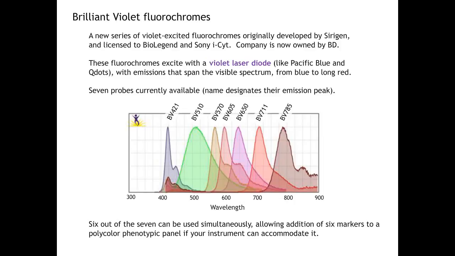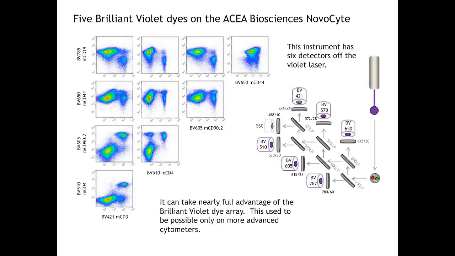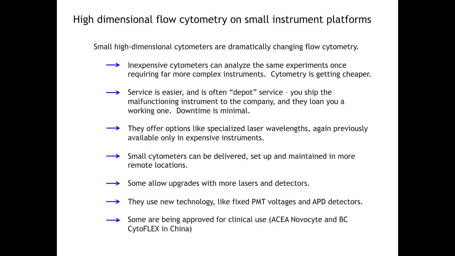We also have the Brilliant Ultraviolets and the Brilliant Blues as well. This allows us to add a large number of parameters to our high-dimensional panels. And many of the newer instruments take full advantage of this capability. The Novasight has 6 detectors that can be tasked to measure BV421 in the blue all the way up to BV787 in the near infrared, and we're able to see all of them. So the Novasight and other platforms like it have been designed to take advantage of all the various fluorescent probes that we now have available to us.